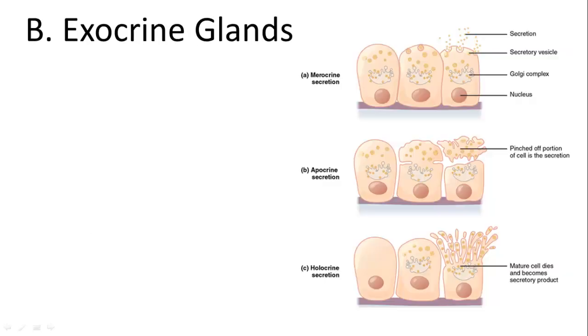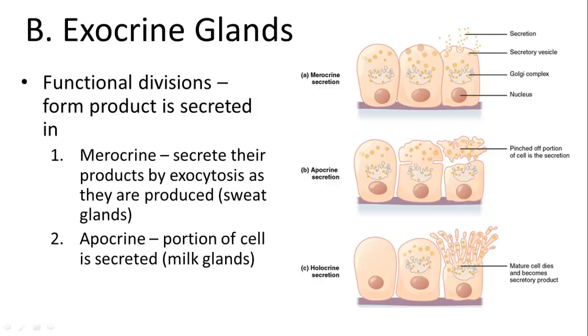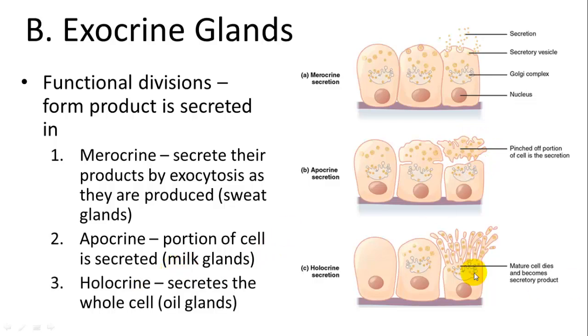You can also divide them by their functions or how they actually secrete. Merocrine glands secrete their product by exocytosis. You see that up here. Apocrine glands secrete by actually part of the cell just breaking off. So that happens in milk. And then holocrine glands secrete pretty much the whole cell. The whole cell dies and that becomes the product. And oil glands of the skin follow that. Okay, so that's epithelial tissue.